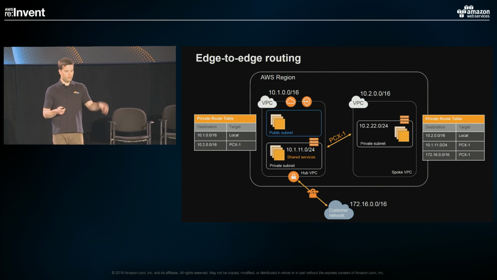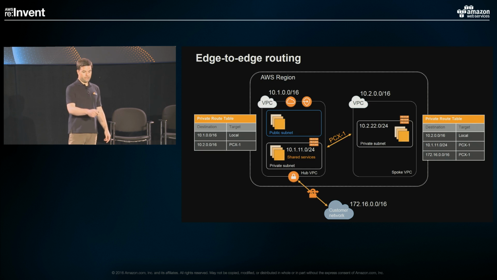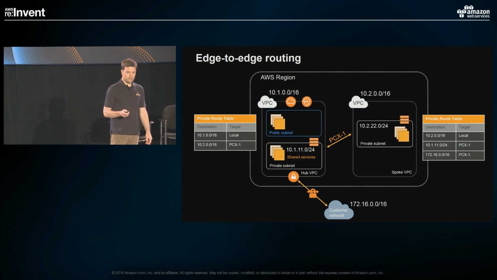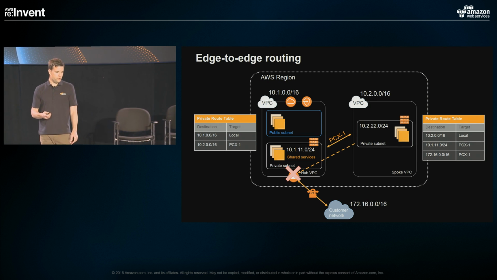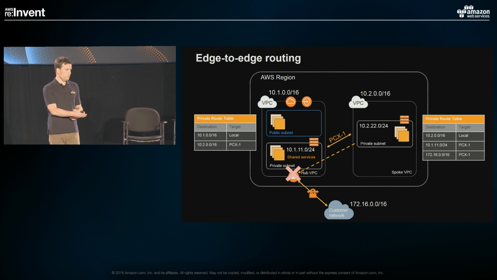But what about if I want to reach down from the spoke into my corporate network? I can add a route for that. So I've done that here to reference the peering connection because that's the direction of my corporate network. But when I actually try to do that, the hub VPC is going to see traffic trying to egress that's not part of its network, and it's going to drop it. And that's by design. So you can't have a transitive relationship with VPC peering.